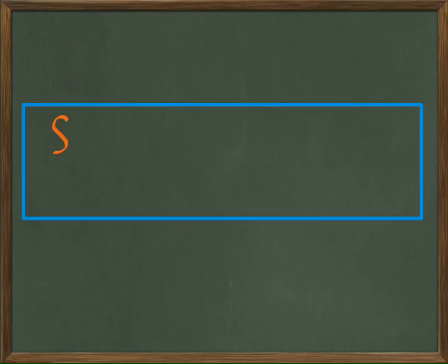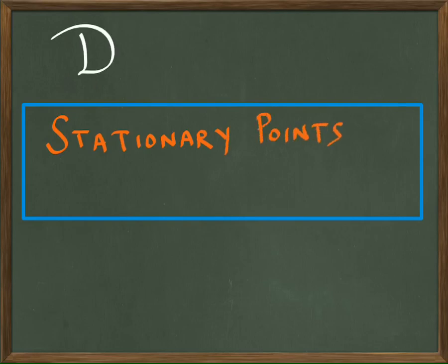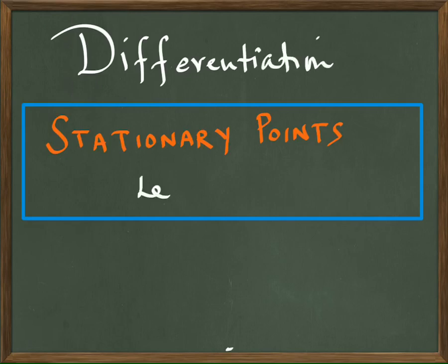Hello everyone. In this particular video, I would be focusing on the concept of stationary points. And what exactly are the stationary points? Stationary points are those points at which the curve becomes stationary. Literally, that's what it means.